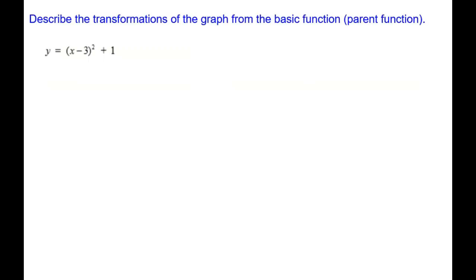So now to end this lesson, we're going to go through 4 examples where we describe the transformations of the graph from the basic function, also called the parent function. So in all these examples, the parent function is going to be y equals x squared. We're taking our basic quadratic function, we're describing what transformations are being done to go from our parent function to the given function.